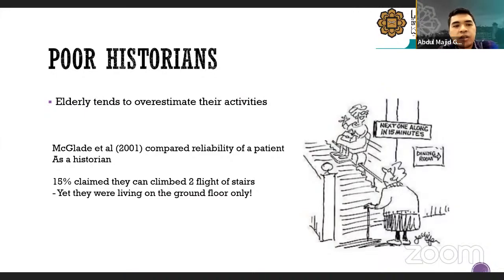However, the elderly population are actually poor historians, so they tend to overestimate their activities. In a study done in 2001 comparing the ability of a patient as a historian, most of them claimed that they could climb 2 flights of stairs, but actually they had been living on the ground floor for the past 2 or 3 years. So we cannot believe their history 100%; we need to clarify carefully with the patient.